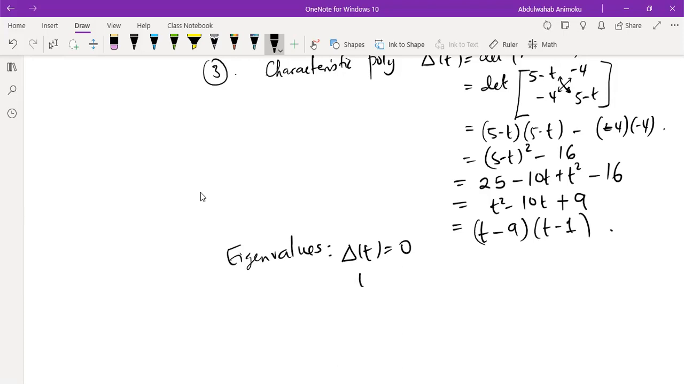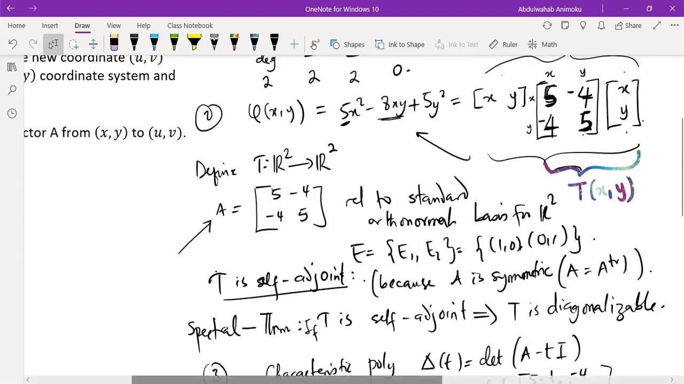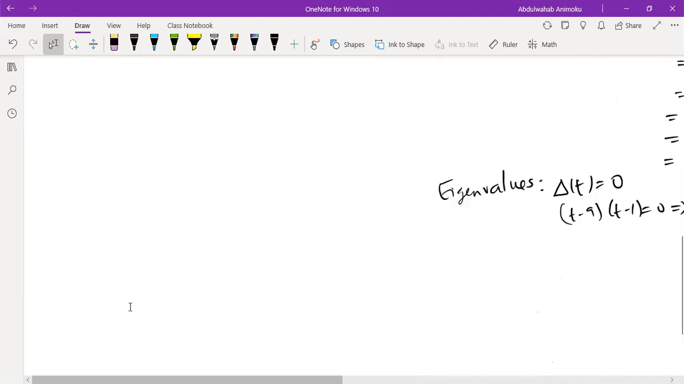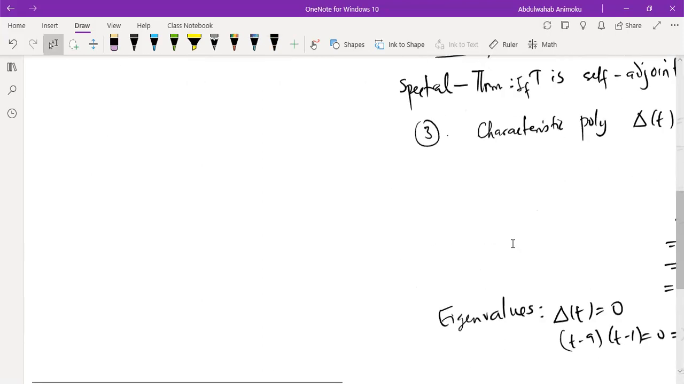So this gives us (t - 9)(t - 1) = 0, which implies that t must be equal to 1 and 9. So these are the eigenvalues. Now, from these eigenvalues, what are we going to do next? So let's back up here. From these eigenvalues, we are going to determine the solution to the eigenspaces corresponding to each eigenvalue. So let's start with t equal to 1. We have two of them. Now, when t is 1, we need to substitute t into this.